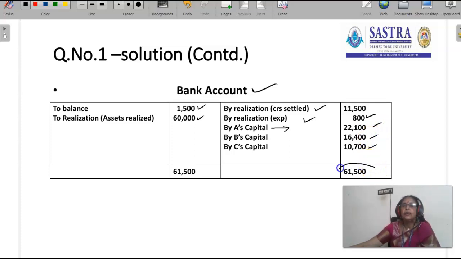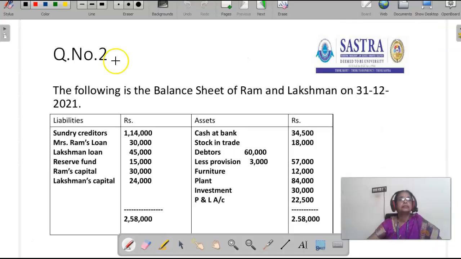10,700. So the total of the bank account is 61,500. It has 61,500. It settled creditors, expenses and the capital account of the partners. In this way, we have to prepare the realization account, capital account and bank account of the partners. This is a very simple problem. In the next class, I will take a little bit of complex problem.